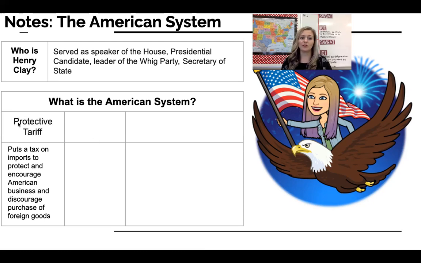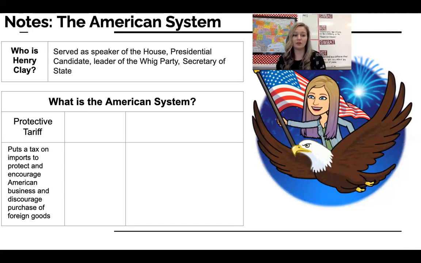The American system has three separate components to it, and you're going to need to be familiar with all three of these. The first of which is a protective tariff. Now, we've talked about tariffs before. Tariffs are taxes that are placed on imports. So if something is coming from France into the United States, a tariff would put a tax on that item, which means that when American businesses would be selling those French items, the cost would go up and they would become more expensive because of that tax that had to be paid. The purpose of this is to protect American businesses. That's why it is called a protective tariff.